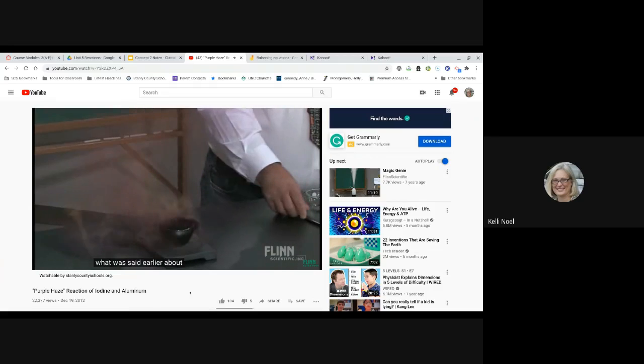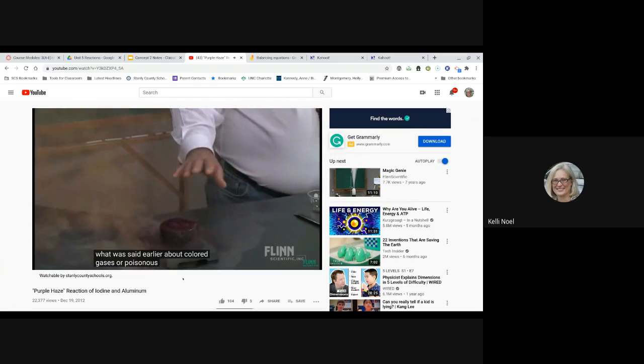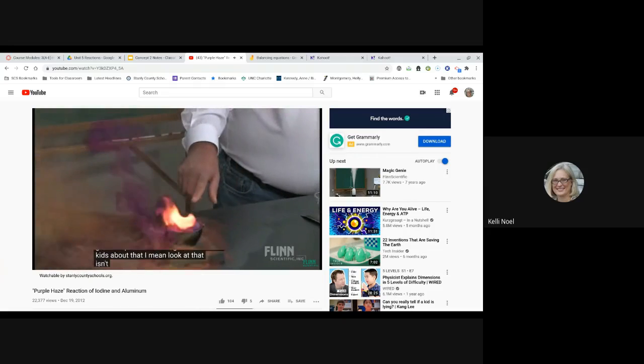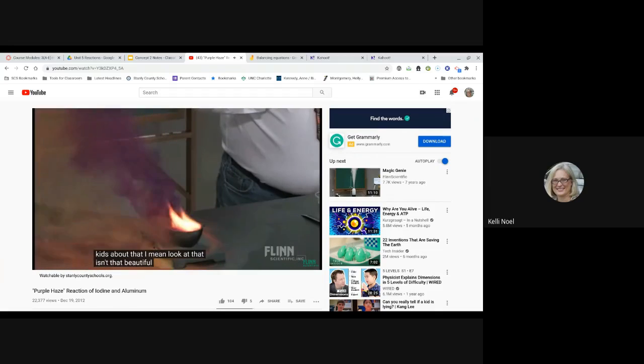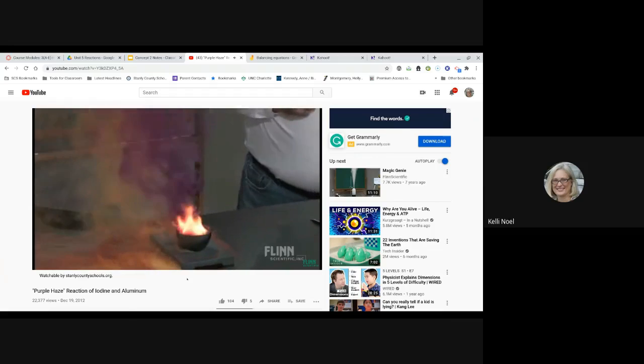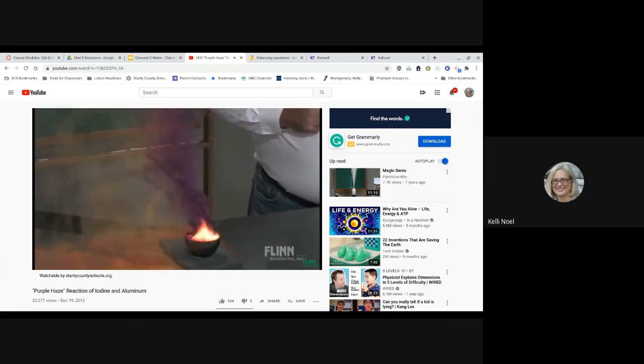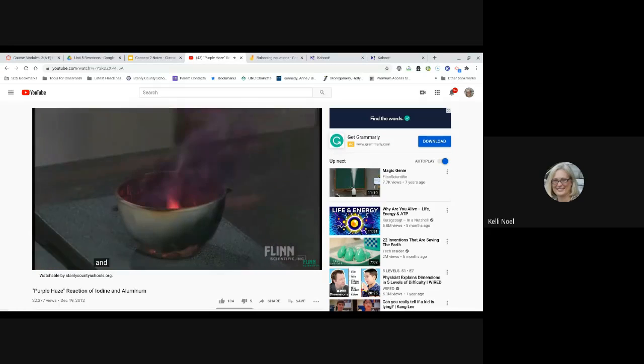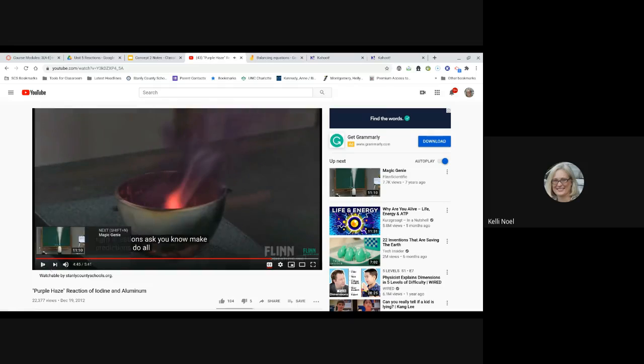What was said earlier about colored gases being poisonous. Again, remind the kids about that. I mean, look at that. Isn't that beautiful? Wow. Flame. And he said colored gases are poisonous. You don't want to inhale that. Not sure why he would not be doing this under a hood. And that'll go for several minutes, so the kids have plenty of time to write questions, make predictions, do all that.